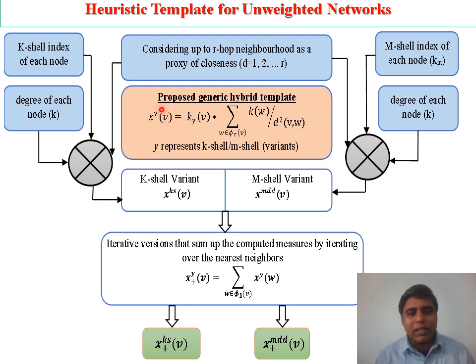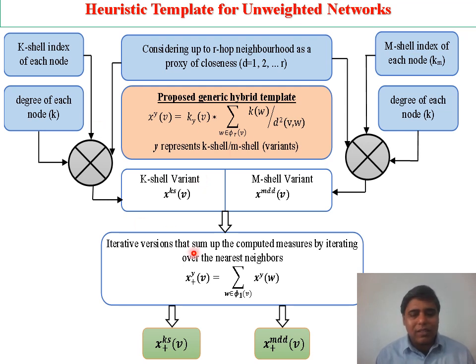The template looks like this: x_y(v) = y(v) times the sum of degree divided by distance, summed over the R-hop neighborhood. We have shown two variants. In one, y denotes the K-shell, and in the other, y denotes the M-shell, that is from the mixed degree decomposition. In the K-shell version, we replace y by the K-shell index of the node v, then multiply by this degree divided by distance and sum it over the R-hop neighborhood. Then we get a measure for the node v. In a similar way, we get a measure of node v based on the M-shell index. In both cases we get a value for each node in the network through this formulation.